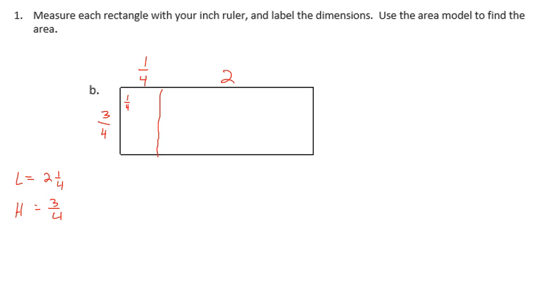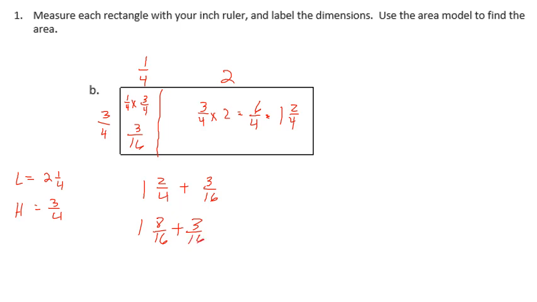So now I'm going to find the area by multiplying. I got 1/4 times 3/4, and that's going to give us 3/16. This one I've got 3/4 times 2, which equals 6/4, which equals 1 2/4. So now I have to add them together. I have 1 2/4 plus 3/16. I'm going to convert my fourths to sixteenths by multiplying by 4, so I'm at 1 8/16 plus 3/16. That's going to give me 1 11/16.